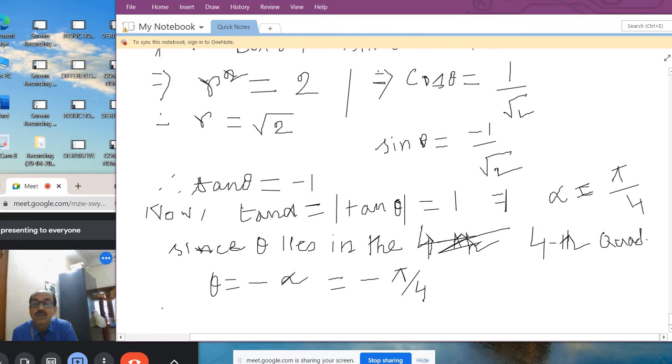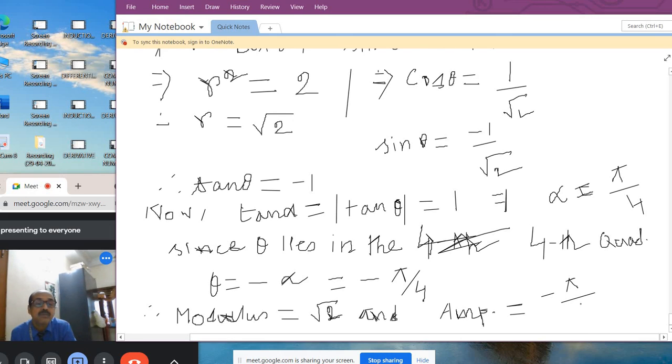Okay, so therefore modulus is root 2 and amplitude is equal to minus pi by 4. Okay, this is the answer.